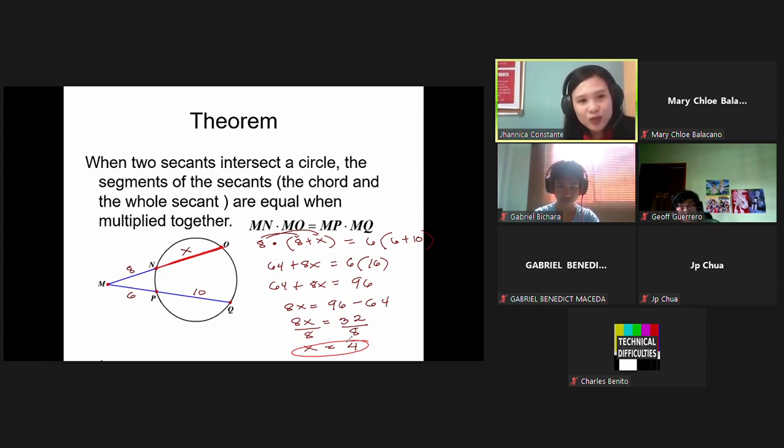Okay? Question about this theorem? Okay, let's have another example for this theorem. Can I clear the screen?